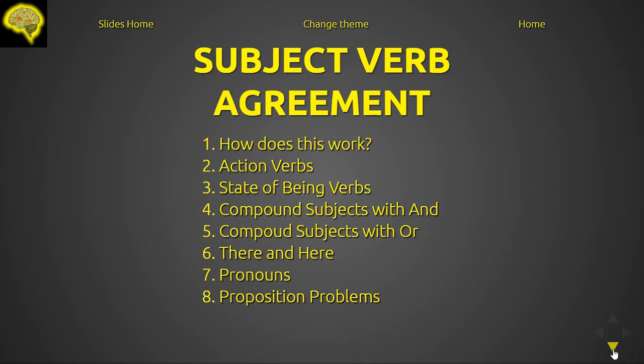My name is Michael Langdon, and today we're going to talk about subject-verb agreement. So this is what we're going to look at. We're going to look at how this works. We're going to look at action verbs. We're going to look at state of being verbs. We're going to look at compound subjects with the word and, compound subjects with the word or, the pronouns there and here, and we're going to talk about just other pronouns and preposition problems.